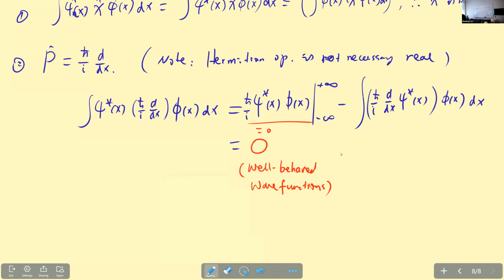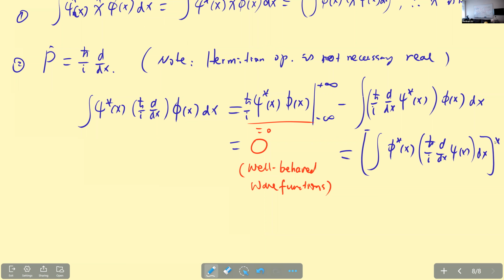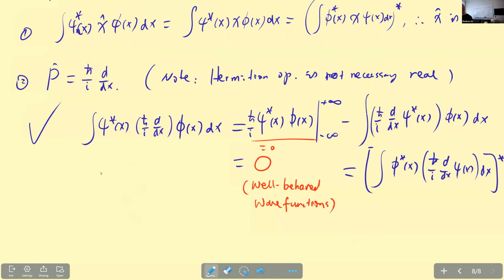And the second term, obviously, is just phi x and h bar over i d over dx, and then you take the complex conjugate. Right. So this one is also proved. Right. So that is the momentum operator.